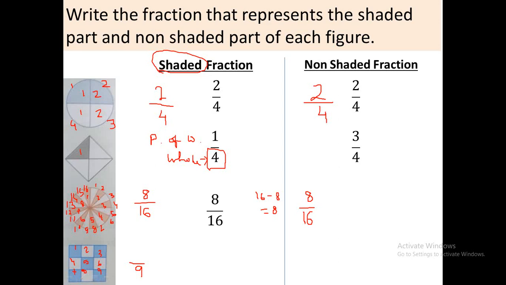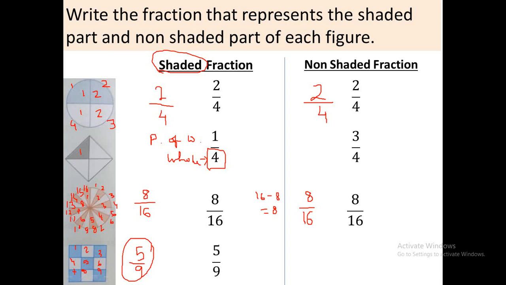And how many equal parts are shaded? Here we can see 1, 2, 3, 4, 5. So in the upper part I will write 5. So my fraction is 5 by 9, right? 5 by 9. Now come to the non-shaded fraction.